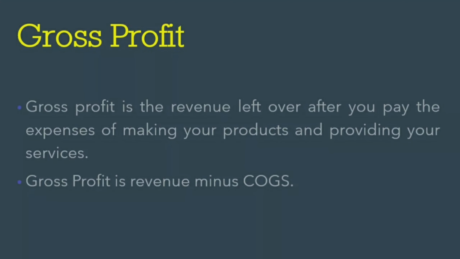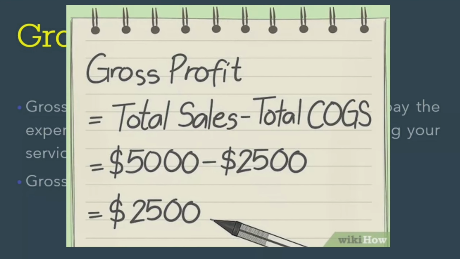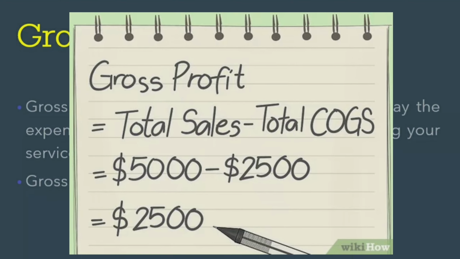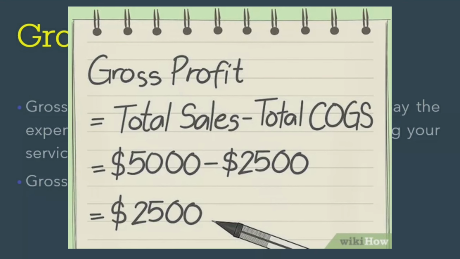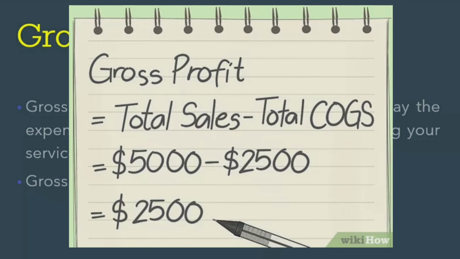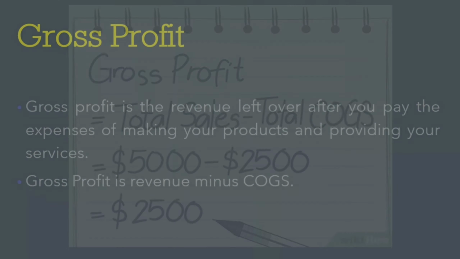And the last one is gross profit. Gross profit is the revenue left over after you pay all the expenses of making your products and providing your services. Gross profit is revenue minus COGS. Yes, ito yung perang natira after mong bayaran or i-deduct lahat ng expenses sa paggawa ng produkto, katulad ng materyales, pati yung direct labor cost. Sa madaling sabi, ang gross profit ay yung kita mo na o yung tubo.